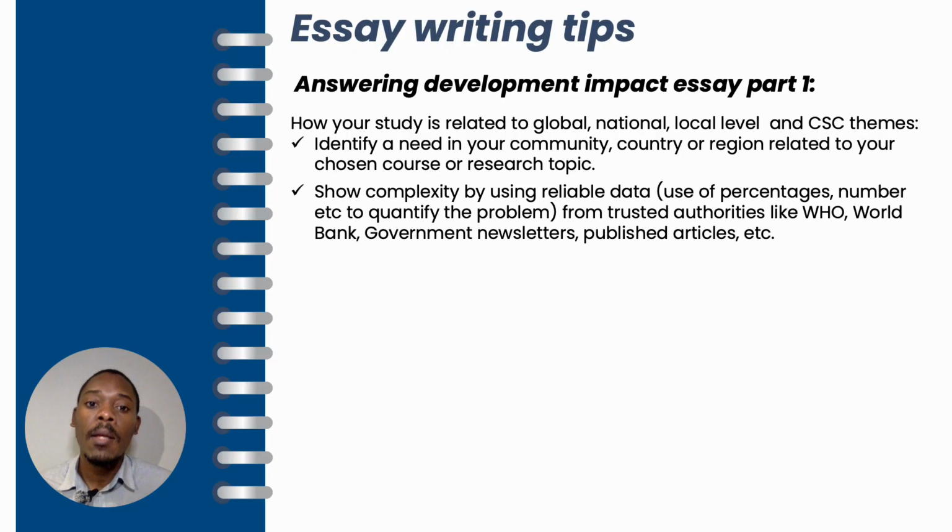So you identify the need in your community, then you show now that that problem is complex. How do you show that? You can use different percentages, data. For example, if you are looking at things to do with poverty, you can look at statistics that talk about poverty maybe in your country or in your region. You say maybe 50% of people maybe eat 1 meal a day. That shows that that is a problem, and such numbers will be able to demonstrate the complexity of that problem.